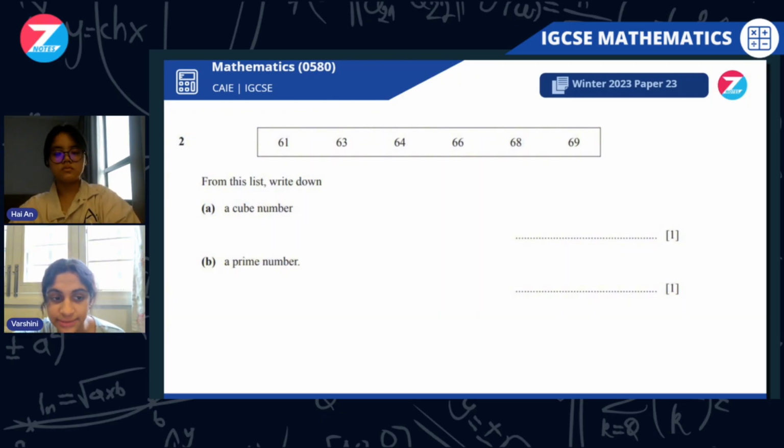Question 2. They've given us 6 numbers: 61, 63, 64, 66, 68, and 69. From this list, write down a cube number. Let's think about the cubes we know. If you're not sure of any cubes, you could always just use your calculator for trial and error.